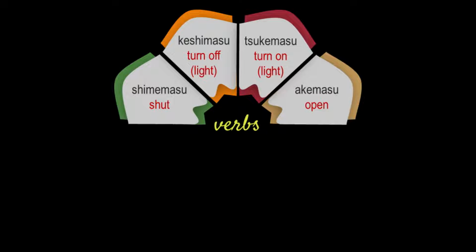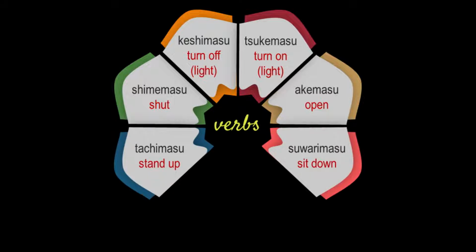Next is shimemasu, which means to shut or close. Say for example door, window, etc. Its te form is shimete, and by adding kudasai to it, we will get shimete kudasai, which means please shut or please close. Next is suwarimasu, which means to sit down.